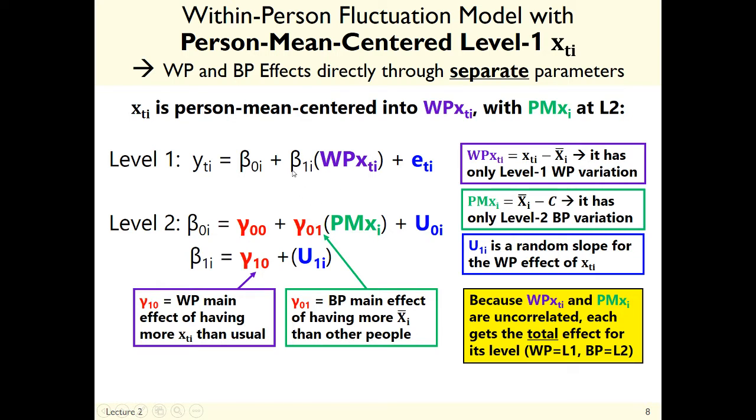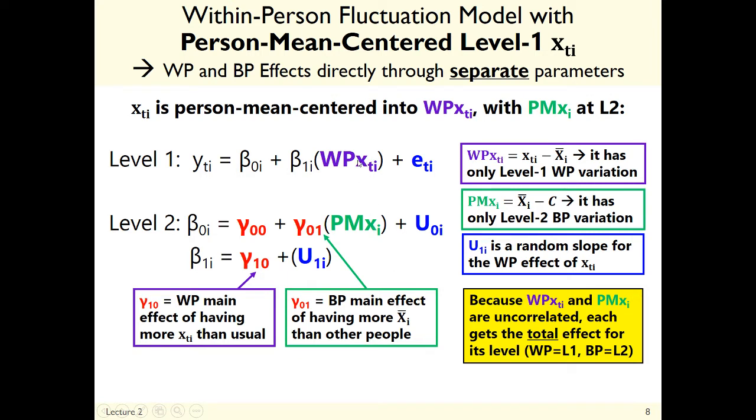But to simplify here, I now have beta 1 as how each person gets their own effect, potentially, of within-person x, where within-person x is defined as such. Level 2 then is person mean x, where it's defined as such. So this fixed effect right here is the within-person effect. It's the level 1 within-person effect of having more x than usual. This one over here is the level 2 between effect of having more x than other people.